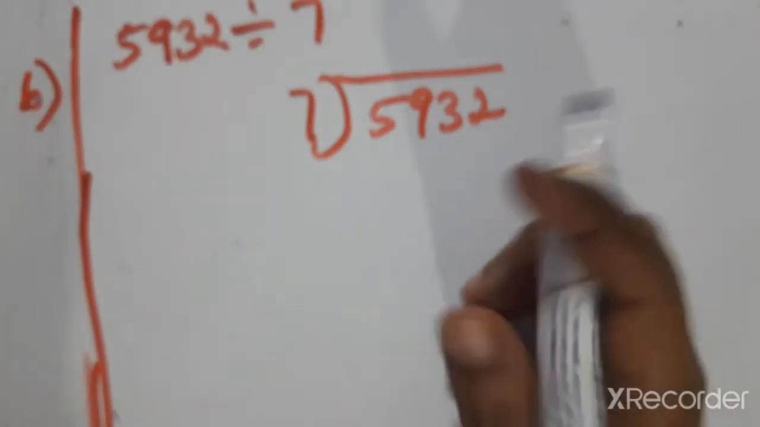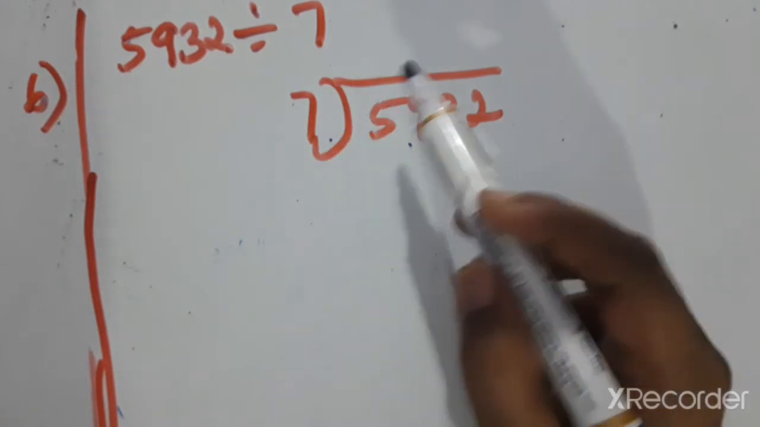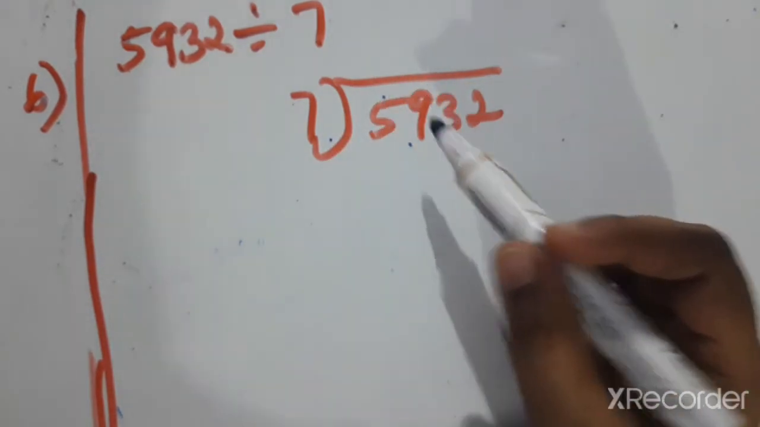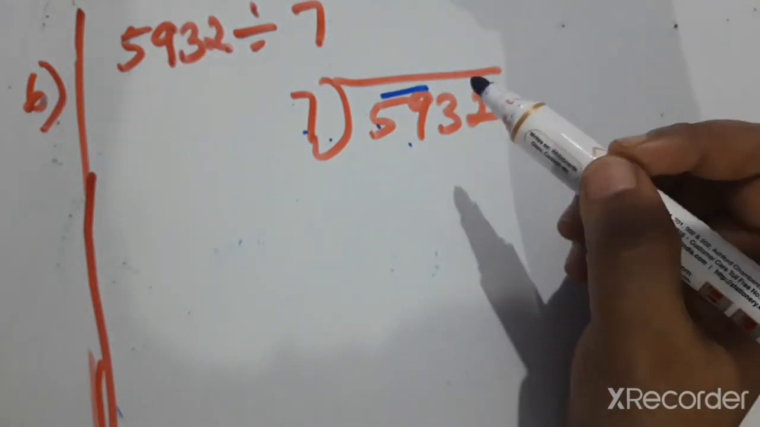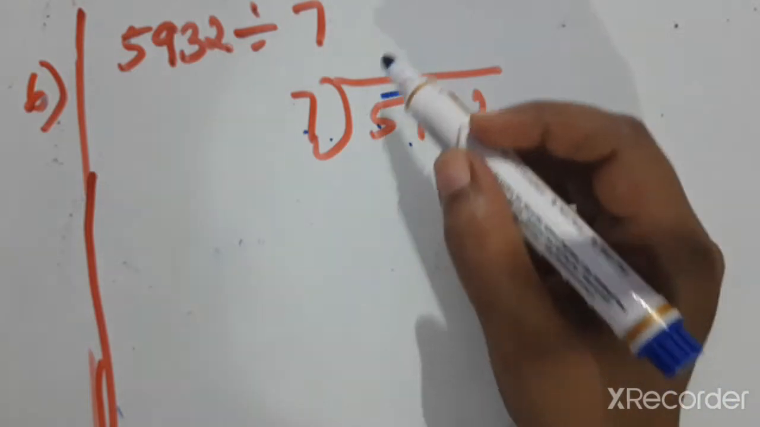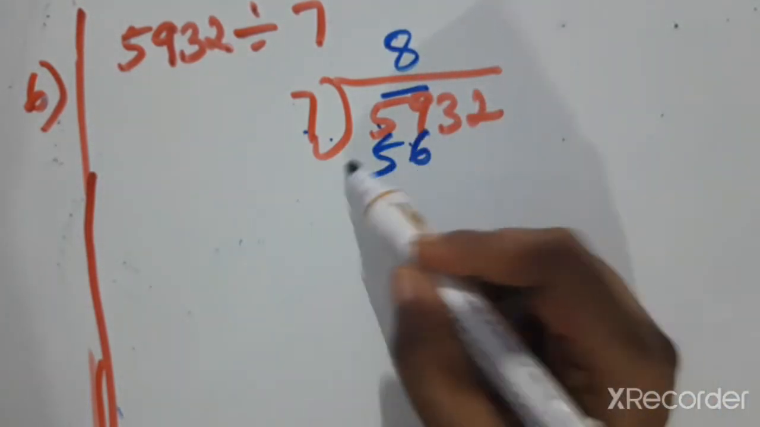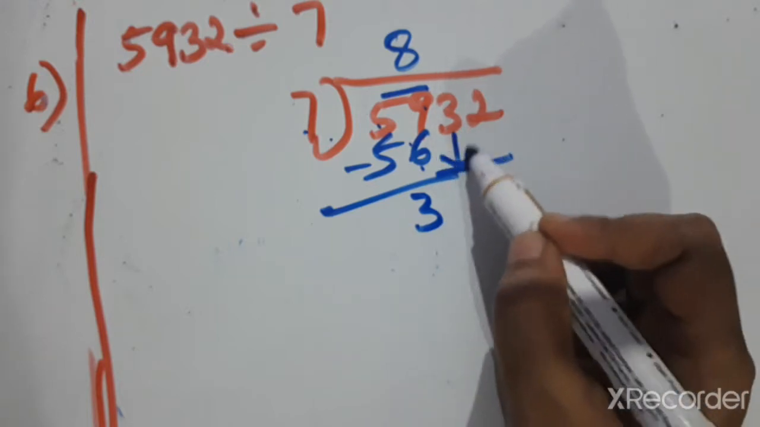Now sixth question, 5,932 divided by 7. Can we consider 5? No, because 5 is less than this number. So we have to take 2 digits, that is 59. 7 how much are nearer to 59? 7 8s are 56. Minus means 59 minus 56 is 3, and bring this 3 down.